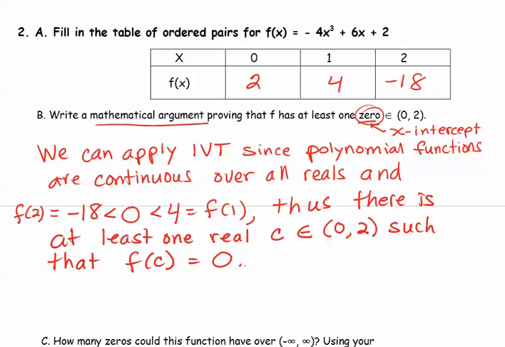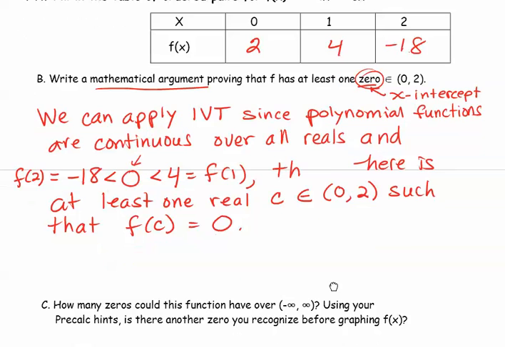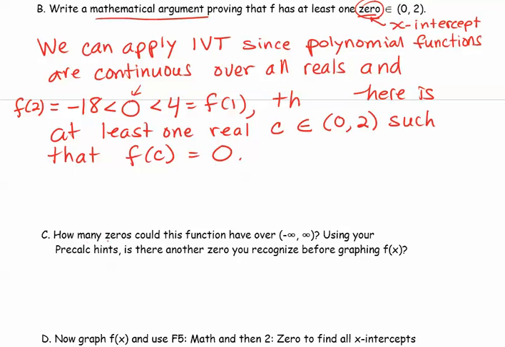And here I've already mentioned IVT up above. So I've mentioned the theorem, I've mentioned continuity, I found a y target between two boundaries, and I showed my x boundaries, and I showed that there's at least one value c where f of c is equal to our target. So as long as you get those in some order. All right, moving on. How many zeros could this function have over all real numbers?